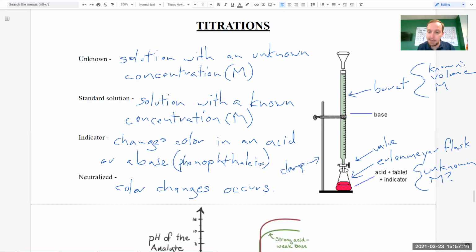But again, just to recap, it has an acid. We know how much is in there, but we have no clue how strong that acid is. Okay, that's what we're trying to figure out with the titration technique. Right above it, we have a burette full of a base, and we know the volume and we know the concentration. That's why it's our standard solution.